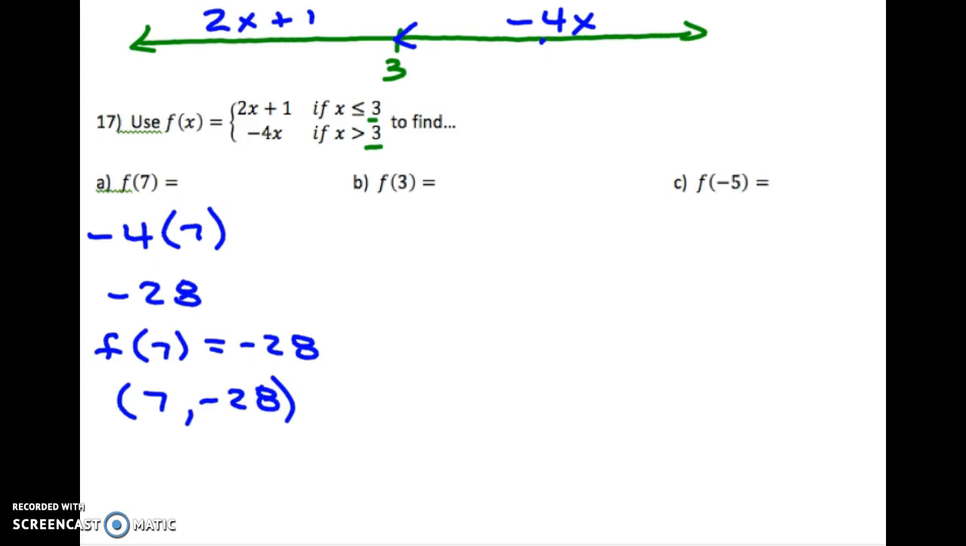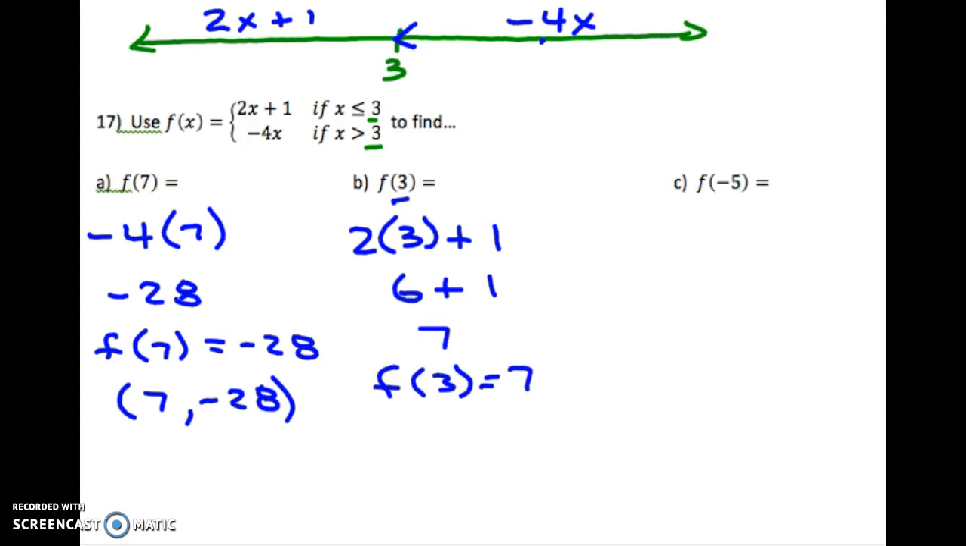For B, we're doing f of 3. Notice 3 is the point where we're switching. That's why we did that less than. So less than, we're going to the left. So we're going to use the 2x plus 1 equation for 3. So put the 3 in for the x there. 2 times the 3 should give us 6. Add the 6 and the 1, we got 7. So we can either write it out as f of 3 equals 7. Or once again, we can list it as a point at 3, 7.